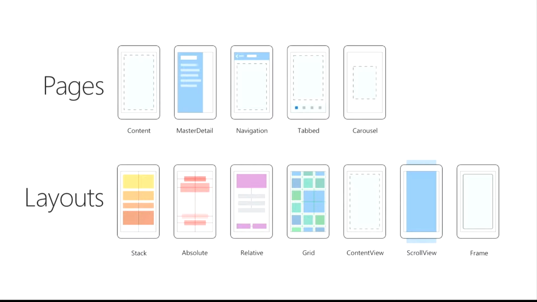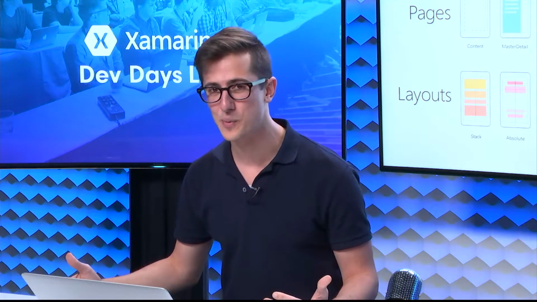OK, so pages and layouts. We talked a little bit about this a minute ago, but with Xamarin Forms, this is all included. So you want to have a master detail page. You want to have that menu slide in from the side so your users can navigate down into different pages. You can do that. If you want to have tabs on the bottom for, say, your iOS app or tabs on the top for your Android app, we got that. Carousel page, so you can swipe left and swipe right, kind of Snapchat style. That's included in Xamarin Forms too.